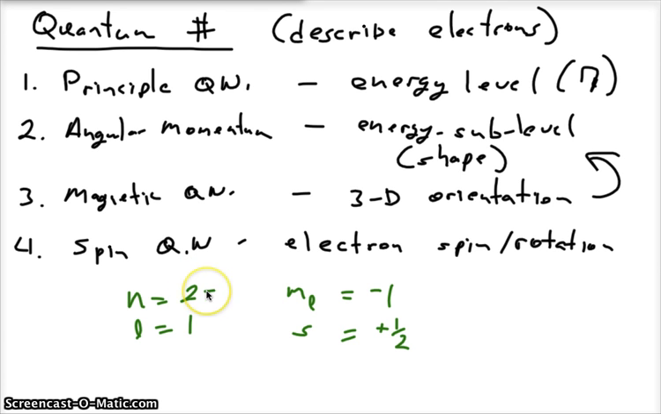Well, it's in the second energy level. It's in the sublevel p type. That's what this would be. That'd be a p-type sublevel. It's in a particular orbital of those p sublevels. Remember, p has 3 orbitals. It's in a particular orbital that's designated the -1 orbital. And then it has a particular spin. Is it spinning clockwise or is it spinning counterclockwise? Well, the +1/2 would mean it's spinning clockwise.